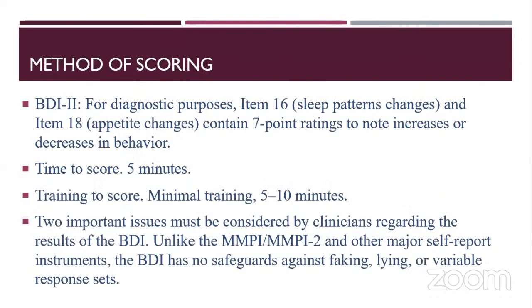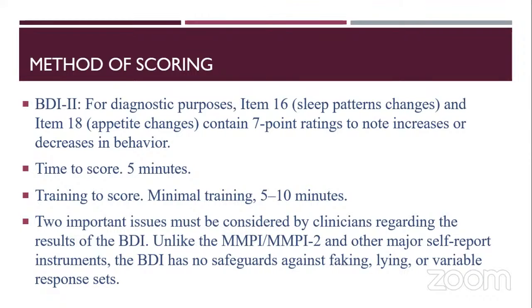And something to be noted in the case of method of scoring is that item 16, that is sleep pattern changes, and item 18, appetite changes, contain 7-point ratings to note increase or decrease in the behavior.